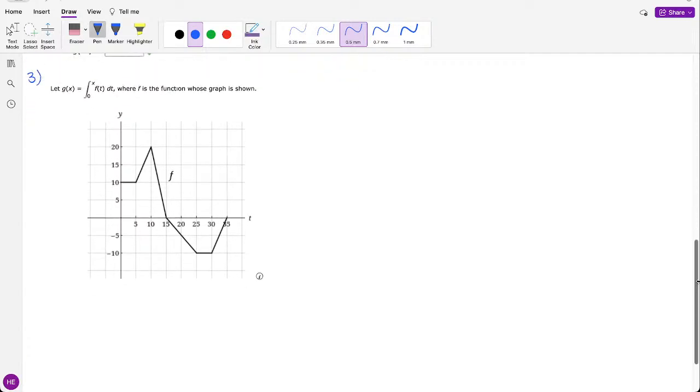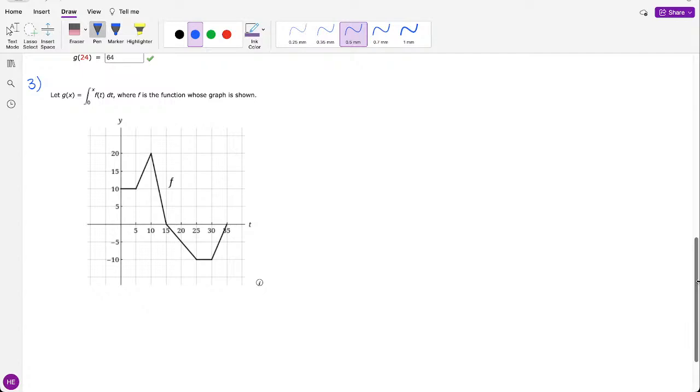Okay, anyways, this one says let g of x equal the integral from 0 to x of f of t with respect to t, where f is the function whose graph is shown. And then it also asks to evaluate g of 0, g of 5, g of 10, g of 15, and g of 30.